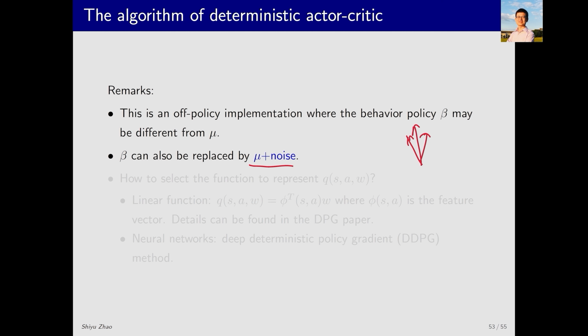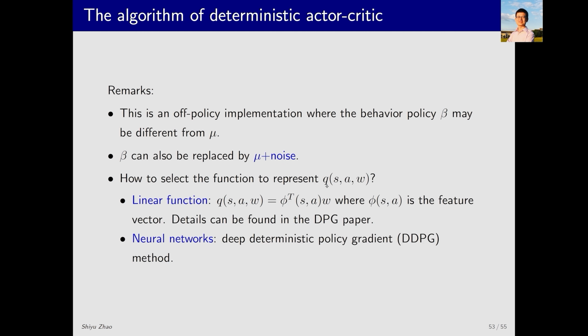Then, the agent moves to the next state and performs sampling. This is essentially an on-policy implementation. Since this is an off-policy algorithm, it can be implemented either off-policy or on-policy. The idea of mu plus noise is actually very similar to the epsilon greedy method we discussed earlier, but we cannot use epsilon greedy here because the actions are continuous.